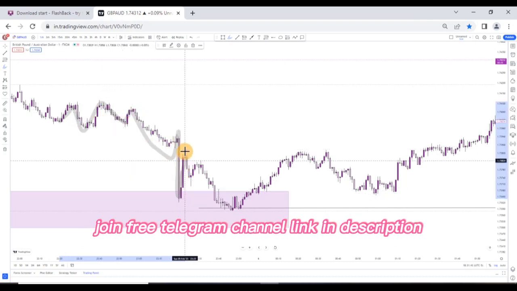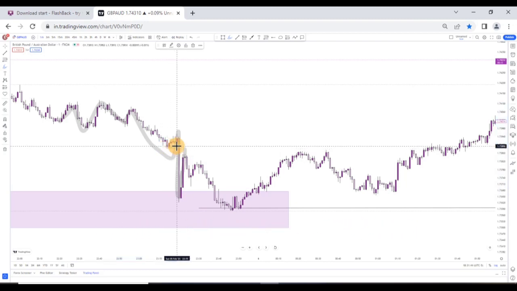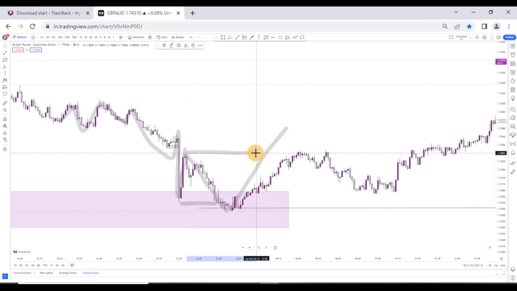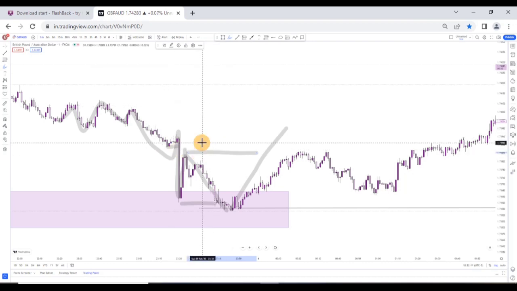We see this nice pullback after breaking this structure. We see the nice pullback, then price came back, broke structure, and you see how we had that nice change of character here, isn't it? So now after getting this nice change of character, you see our POI here caused this nice change of character. So this is a good sign that the internal structure is now aligned with the external structure. Remember, we are bullish in the external structure.